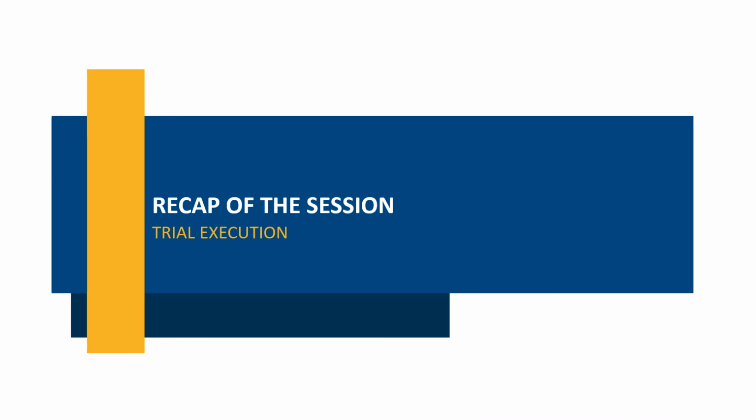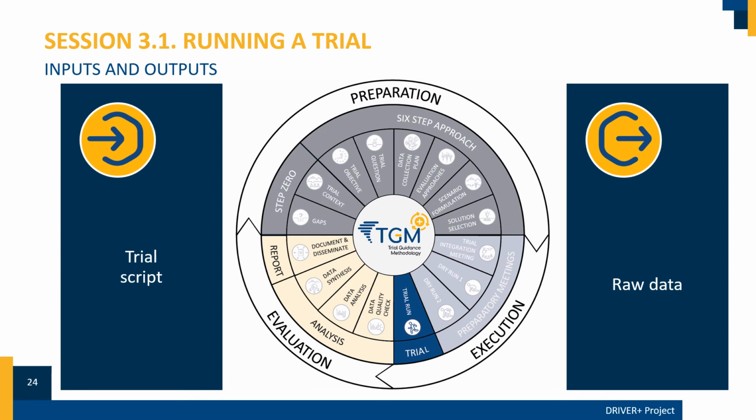Let's recap the inputs and outputs of the trial execution step. The input in this step is the trial script, which is output from the preparation phase, and which is fully rehearsed in the previous steps of the execution phase. The output is a raw dataset which is the result of all observations, measurements, and digital logs during trial execution. This data will then be further checked, analyzed, synthesized, and disseminated in the evaluation phase.